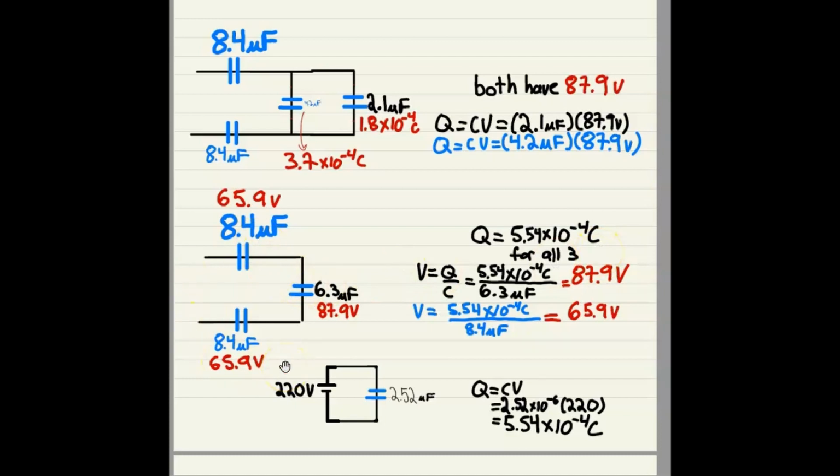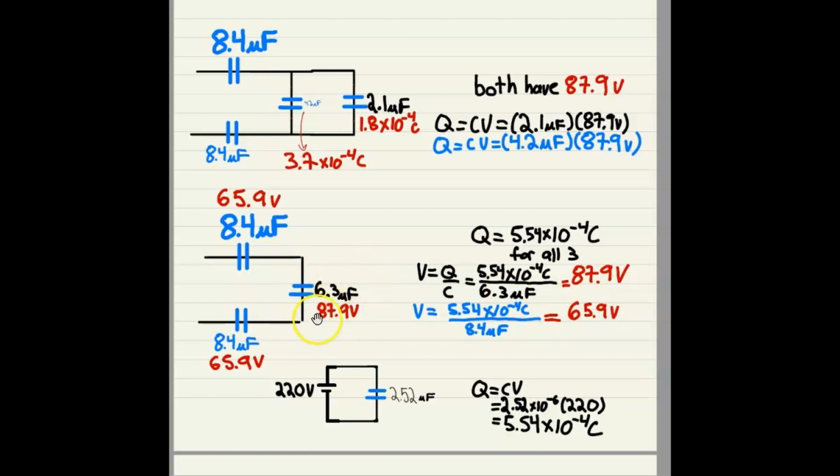And then I can find the voltage across the capacitors by saying V equals Q over C. So the voltage across this capacitor is Q, 5.54 times 10 to the negative 4, divided by 8.4 microfarads. That's 65.9 volts here and here, because these are the same capacitor values. And then this capacitor is a different capacitance value. V is equal to Q over C. The Q is 5.54 times 10 to the negative 4. Here, the C is 6.3 microfarads, and that's 87.9 volts across this.